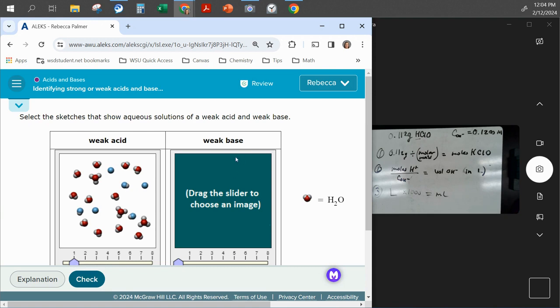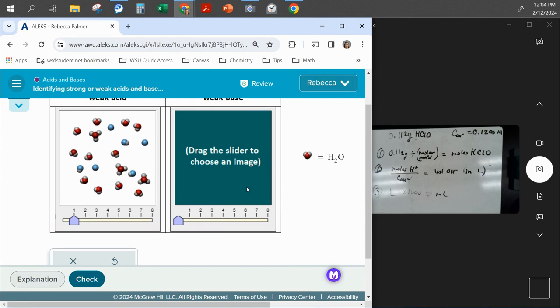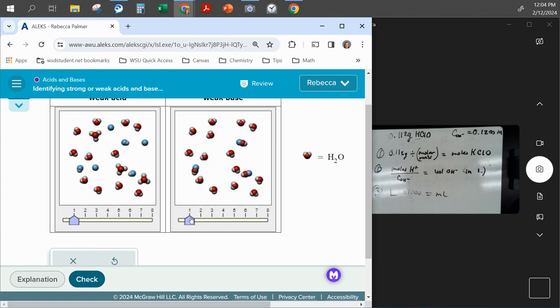Oh, that was the first one. Great. So this one, only some of them are dissociated, and all the hydrogens joined water to form hydronium. I think the weak base is the hardest for me. What I'm looking for is some of the bases accept a hydrogen from water. So that's not true. That's not true.